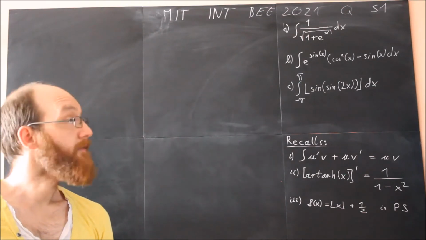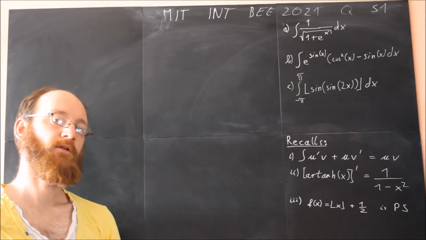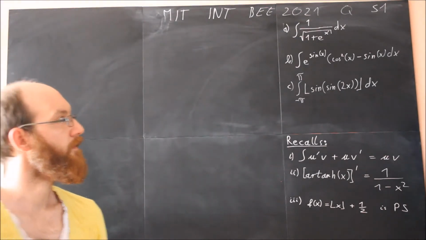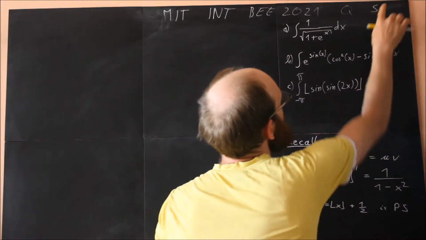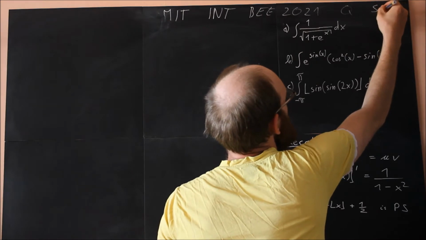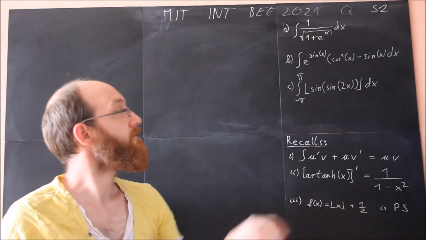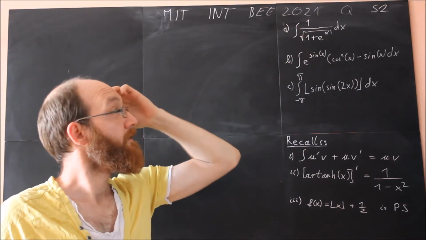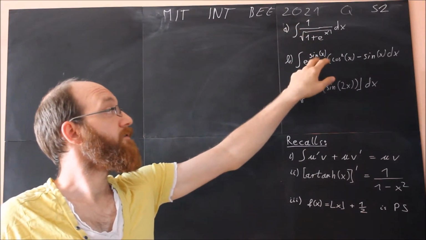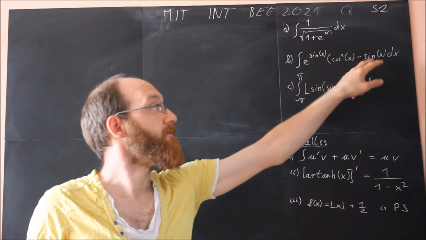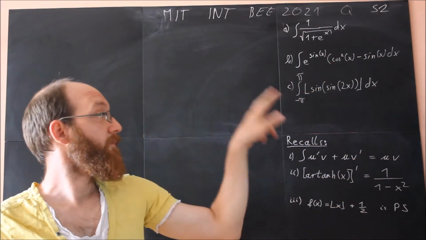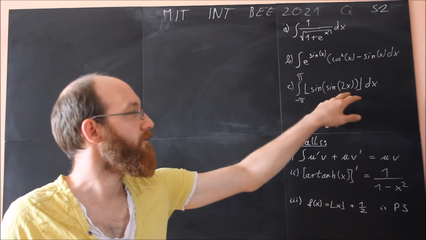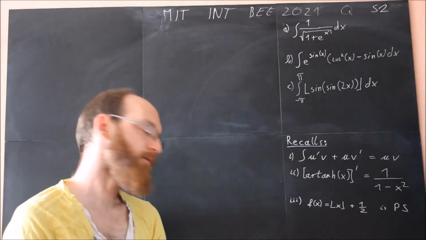Today we take again a look at the MIT Integration Bee 2021, the qualifier sheet. These are from sheet 2. And the integrals are these: 1 over square root of 1 plus e to the x, then e to the power sine x times cosine squared minus sine, and the last one is from minus pi to pi of the floor of sine of 2x. And I want to make some recalls.